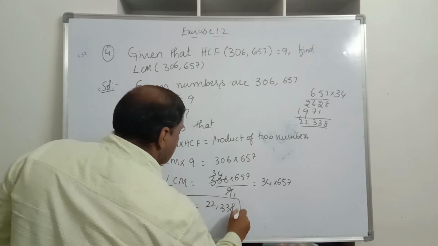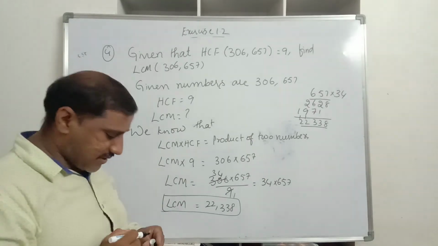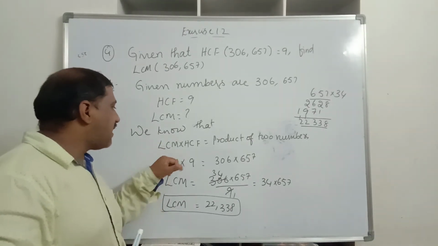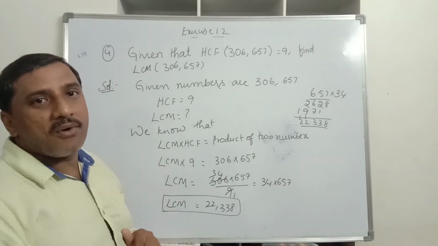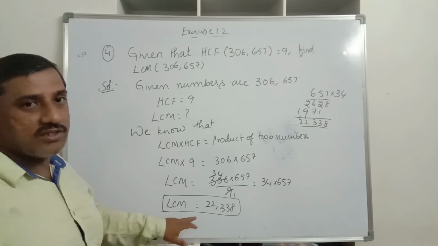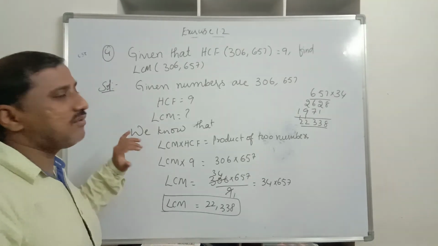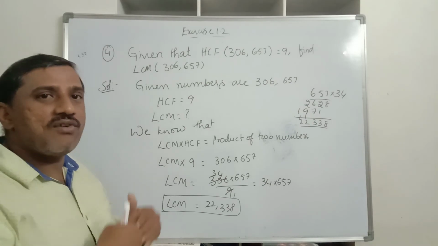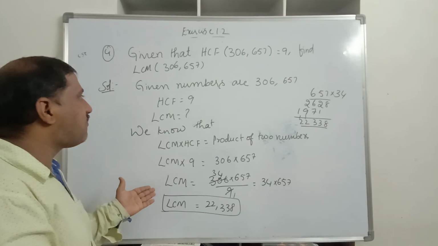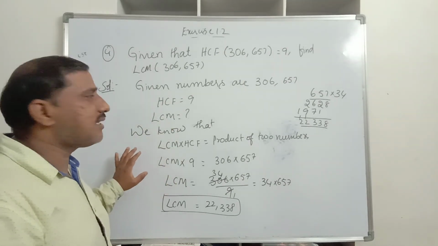22,338 is the LCM of 306 and 657. So we used the concept of product of LCM into HCF is equal to product of two numbers, and we have simplified. We got LCM is equal to 22,338. Like this we can find the LCM when we know the HCF and the two numbers. Similarly, you can find HCF when we know the LCM. Is that clear, children? Yes?